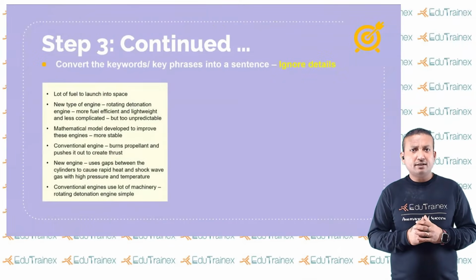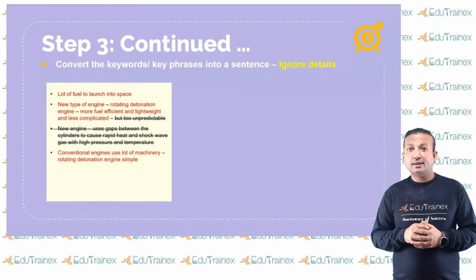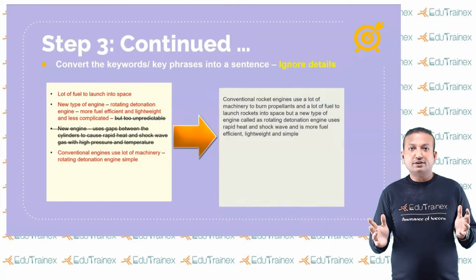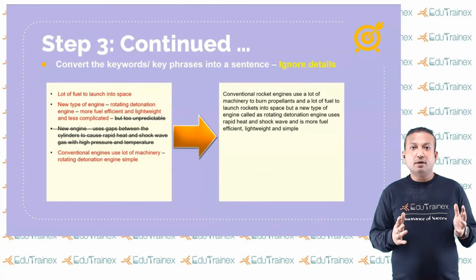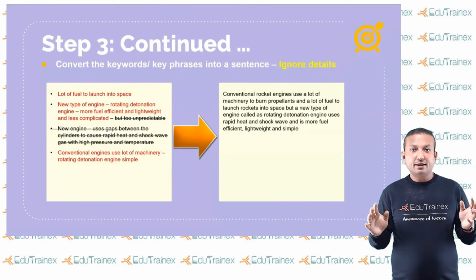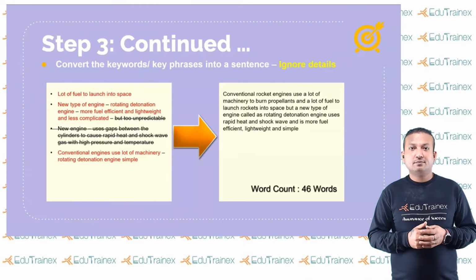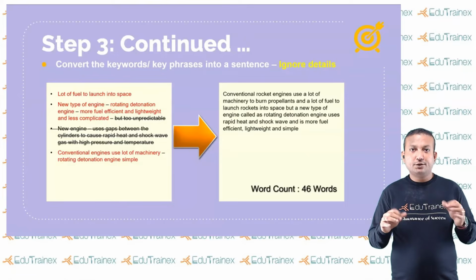While writing, I felt that I noted a little bit more, so I'm just ignoring the details in the third point and only using it partially. So my sentence is, conventional rocket engines use a lot of machinery to burn propellant and a lot of fuel to launch rockets into space, but a new type of engine called rotating detonation engine uses rapid heat and shock waves and is more fuel efficient, lightweight and simple. So the word count is 46 words. So you should stop here and just check your grammar and punctuation and you are done.